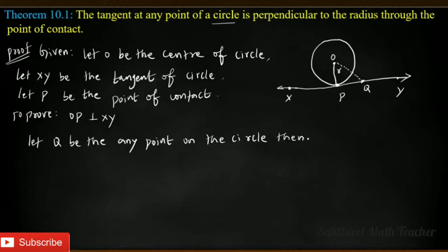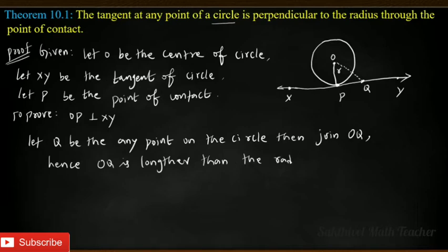Then join OQ. We are joining O and Q. Hence compared to the radius, OQ is greater. That is how you will write it. So OQ is longer than the radius. What is the meaning? OQ is greater compared to OP.